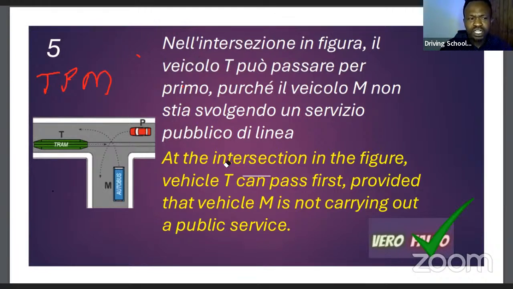It is correct that vehicle T is the first to leave. But the reason they give, that is what makes it wrong. Because it said as long as vehicle M is not carrying out the public service, public duties, which is not true, because vehicle T is not passing first because, okay, at this time the public bus is out of service, now I have to pass. No, it's passing because it is his right. You understand? It is his right. So whether the public bus is on duty or out of duty, vehicle T is the first to pass. You understand? So that is it.